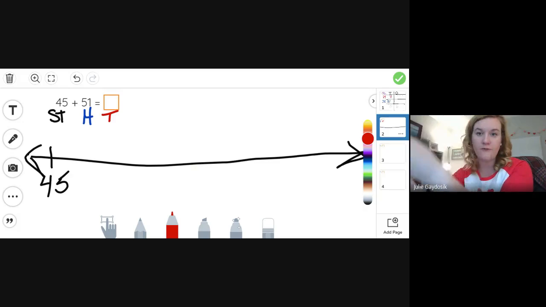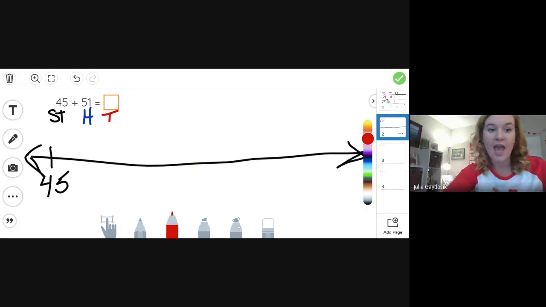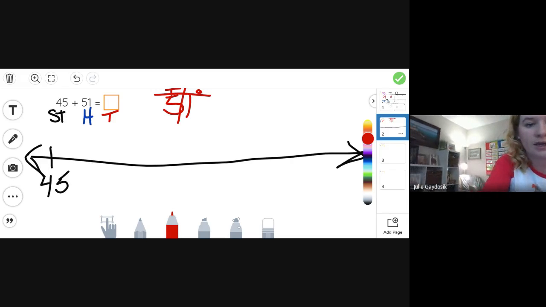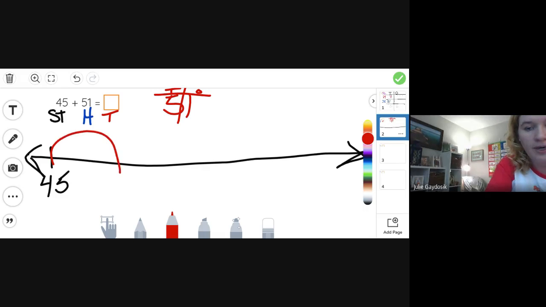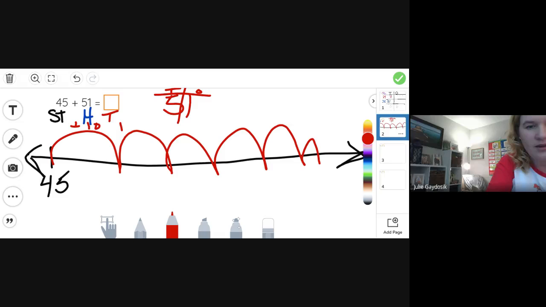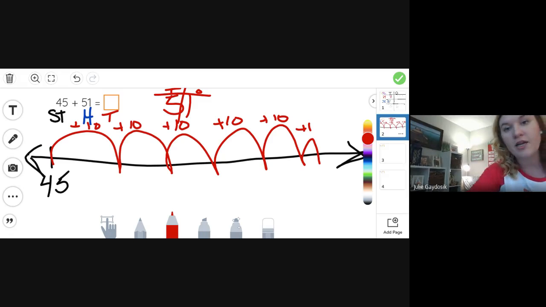What you're going to want to do first is add with tens first. Okay, so in the number 51, I have 5 tens and 1 one. So I'm going to do 5 tens first. Remember, your hops are a lot bigger. 10, 20, 30, 40, 50, and then 1 one's hop. So 10, 20, 30, 40, 50, 1. So 51. Now I'm going to count by 10.